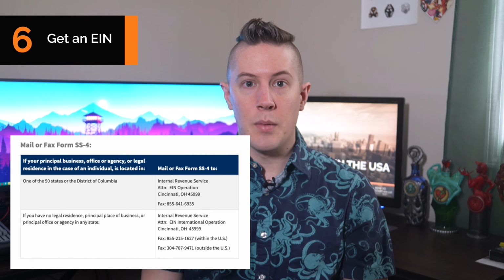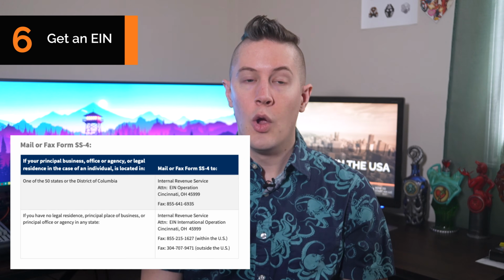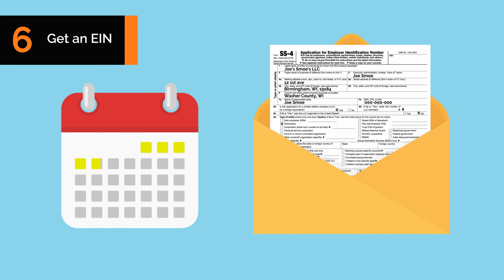Here's a list of the fax numbers used by the IRS to file Form SS4, which depends on if the location of your business's principal office or agency, or your primary residence, is within or outside the US. Filing Form SS4 by mail is similar to filing by fax in that you'll fill out, sign, and send the completed form to the IRS. This option, however, takes a much longer time, typically up to 4 to 5 weeks to receive the EIN. The IRS address and attention designations for your submission will also depend on if your office, agency, or primary residence is based outside of the US.